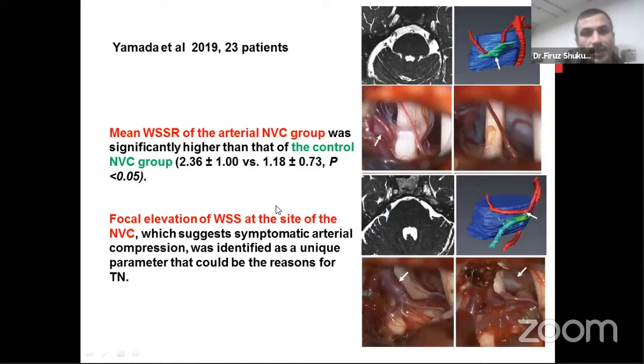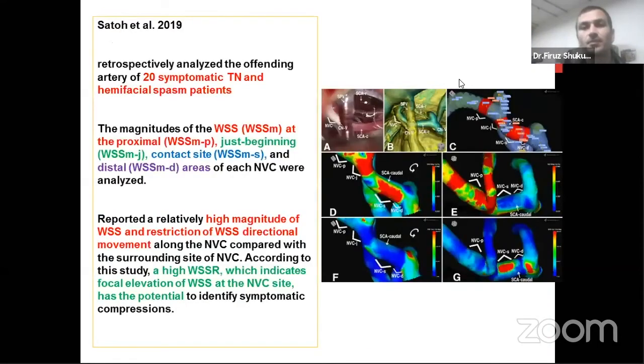The next study was done by Yamada, who studied the mean wall shear stress ratio of the arterial NVC group, and he found a focal elevation of wall shear stress at the site of the NVC, which suggests that symptomatic arterial compression was identified as a unique parameter that could be the reason for trigeminal neuralgia. And the last one involved 20 patients with symptomatic trigeminal neuralgia and hemifacial spasm.